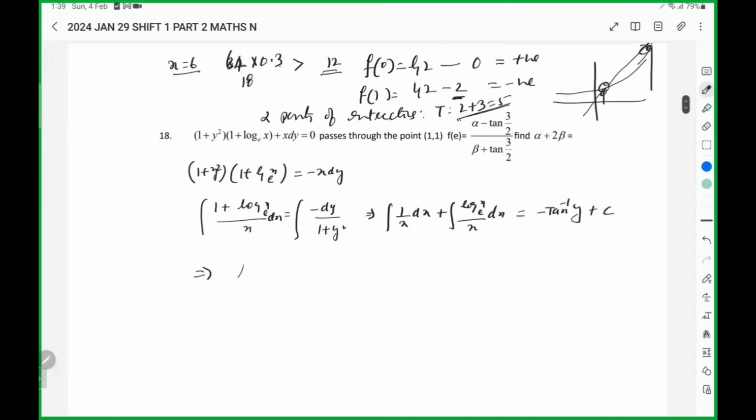So here integral 1 by x is log x. You take this as t, log x to the base e, 1 by x dx will be dt. So this is t, dx by x is dt.